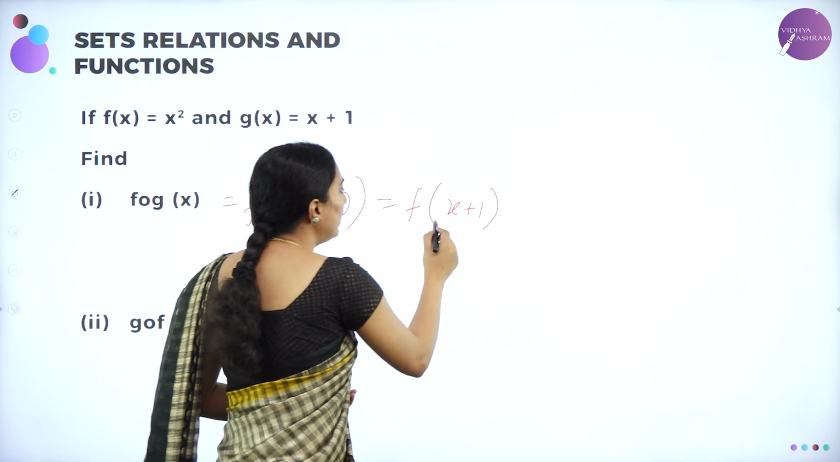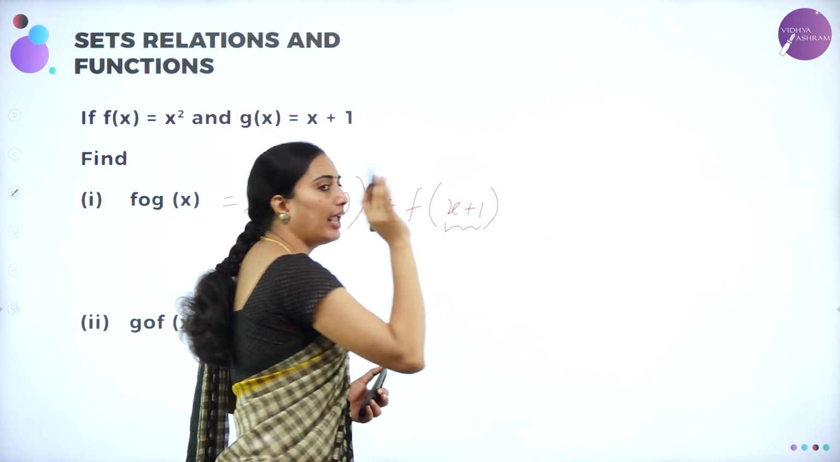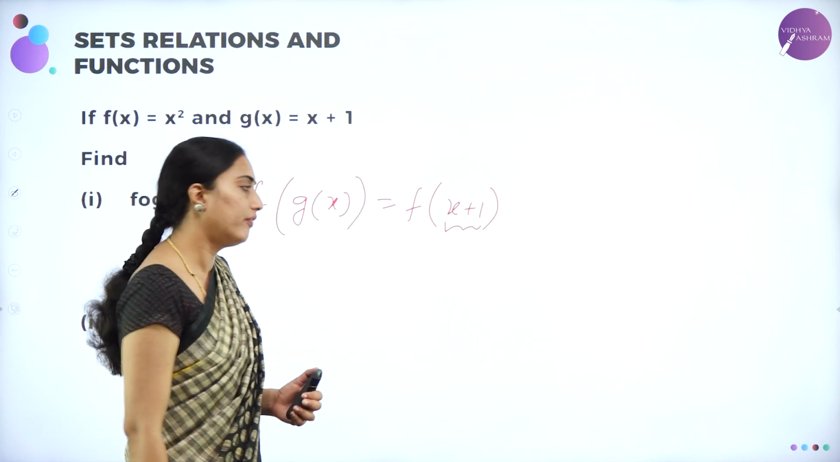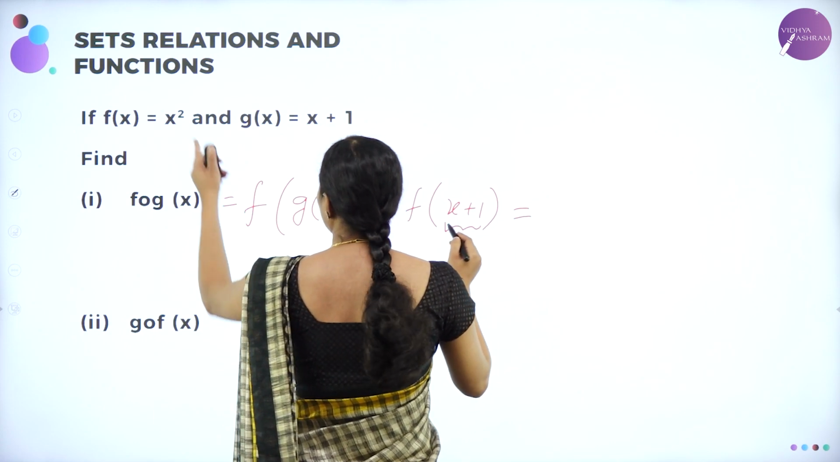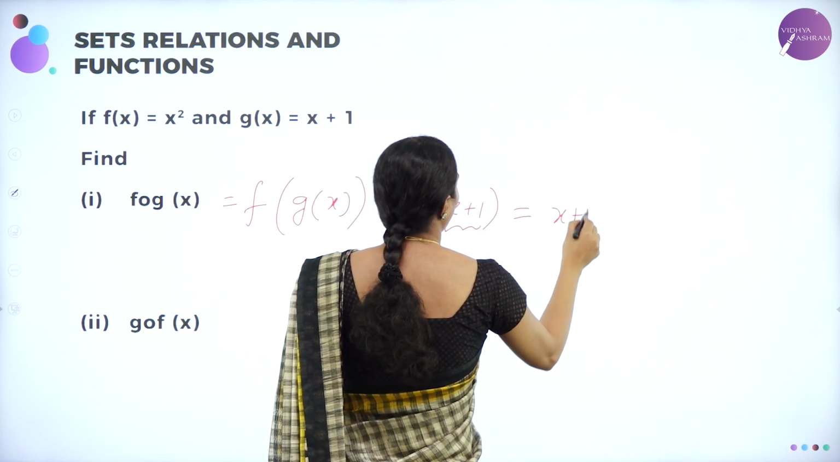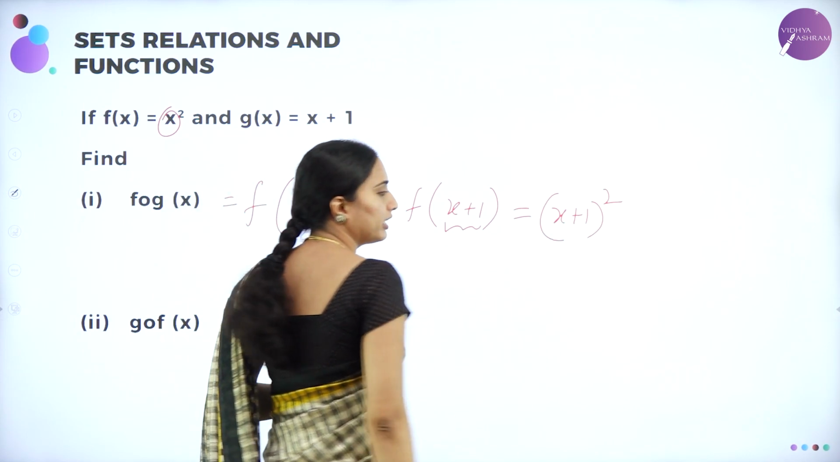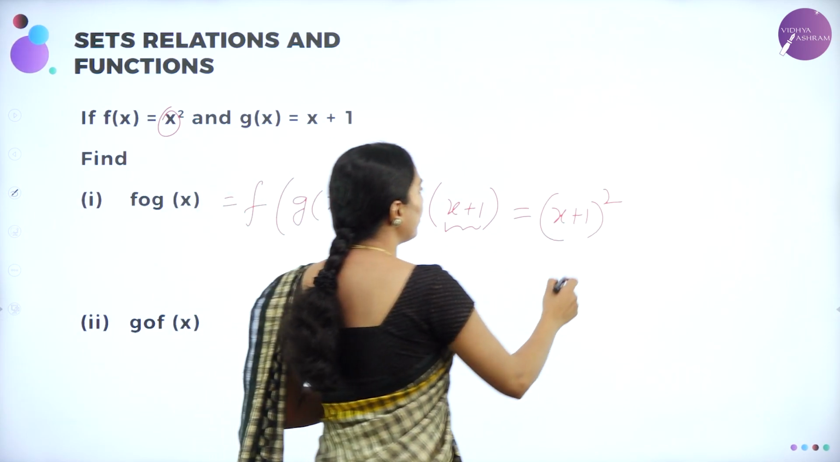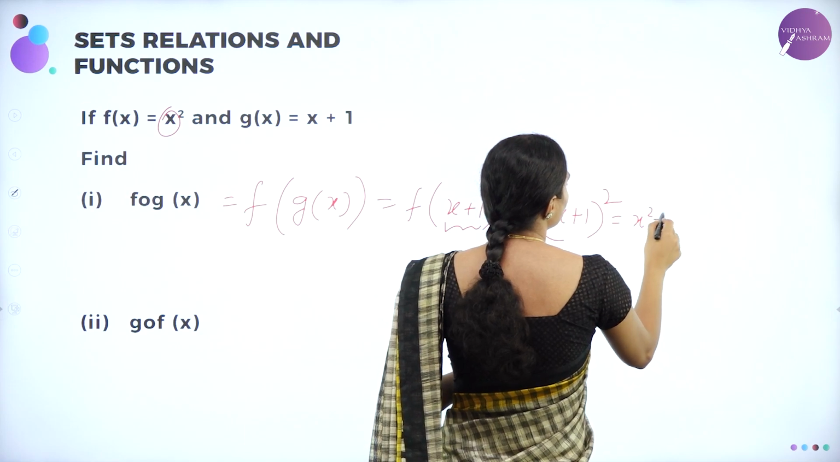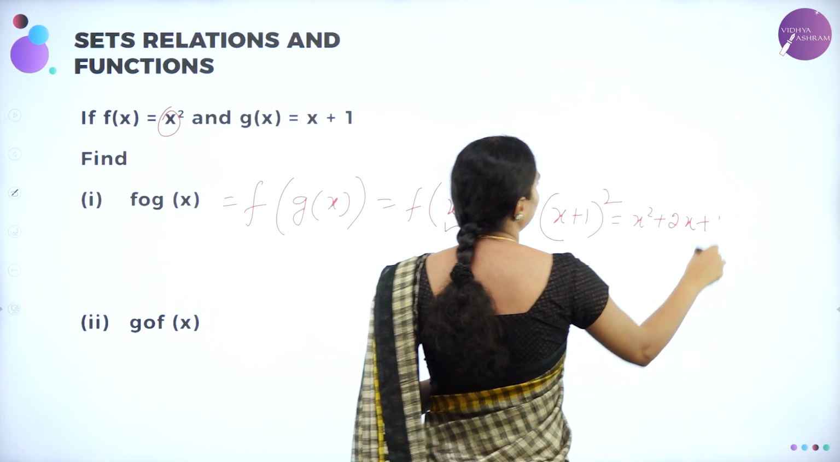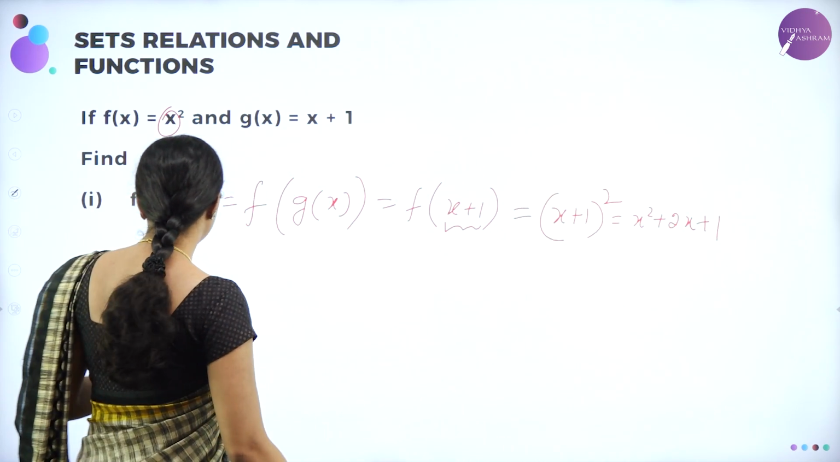Because the whole term you are going to consider as x only. Understood? Therefore, you can have it here, which will be x plus 1 whole square. Wherever x is there you are going to take it as x plus 1. You can expand if you want, otherwise keep as it is. x squared plus 2x plus 1. That's it. We'll move on to the next one.